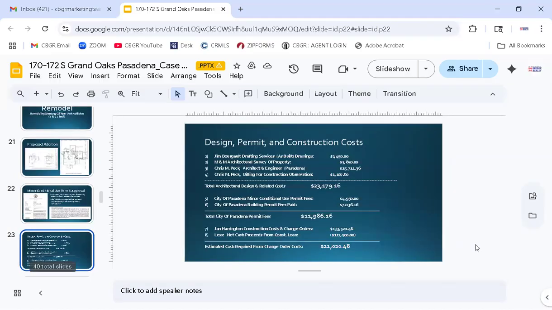Next slide. This is how much it costs. The design was $23,000. The permit fees were $11,986. Other costs, my original budget of 112 came in at 133. So I had a cost overrun of 21,000. Next slide.